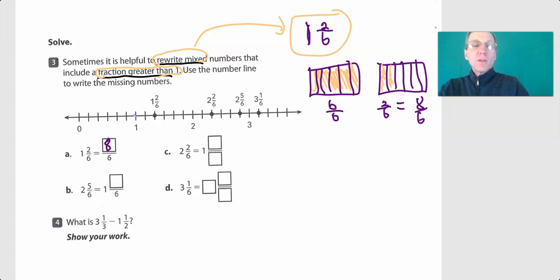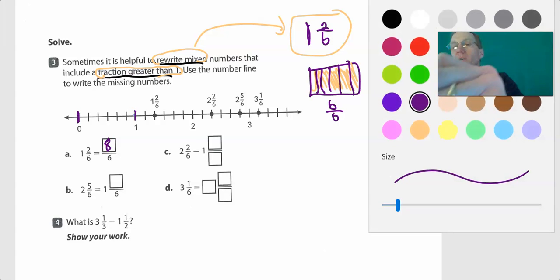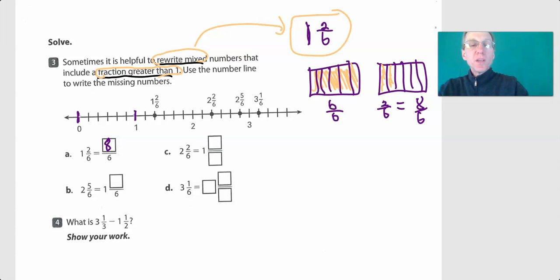1 and 2/6. On the number line, they're showing you these are all from 0 to 1. You can look over here, and there's 6 parts. They cut this up into 1/6, 2/6, 3/6, 4/6, 5/6, 6/6. So I could literally say, I have 1 whole and 2/6, which is the same as 1, 2, 3, 4, 5, 6, 7, 8/6. Same thing here, 2 and 2/6.